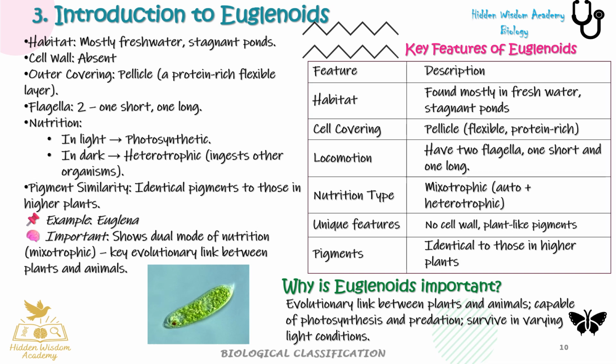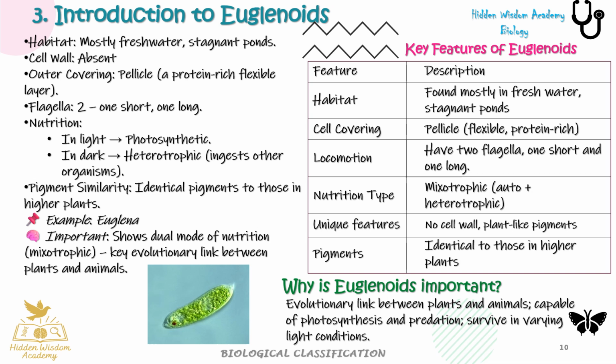Key features of euglenoids with their description. Habitat: they are found mostly in fresh water, stagnant ponds. Cell covering is made up of pellicle, flexible, protein-rich. For locomotion they have two flagella, one short and one long. Nutrition type is mixotrophic, meaning both autotrophic and heterotrophic. Unique features of euglenoids are that they do not have a cell wall and have plant-like pigments. Pigments, as said before, are identical to those in higher plants.